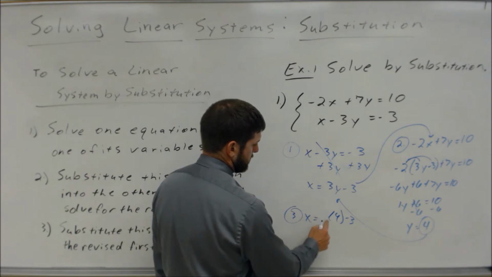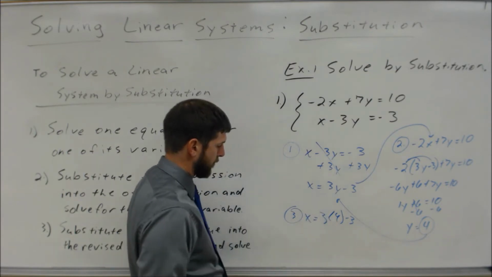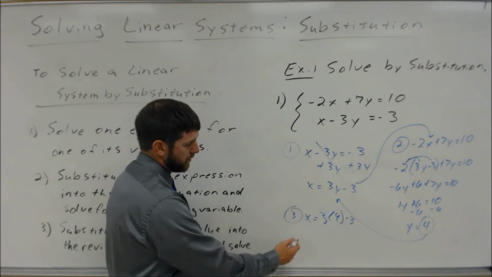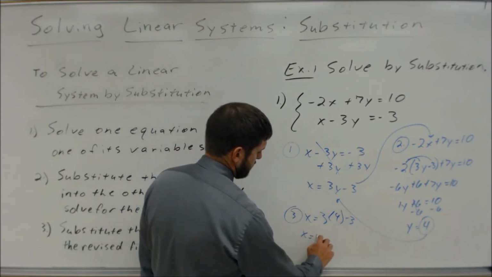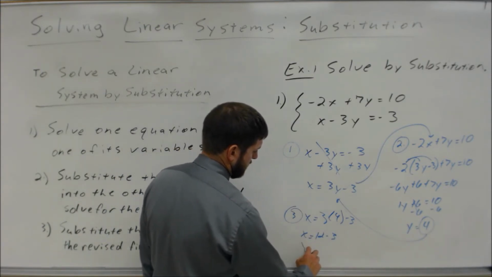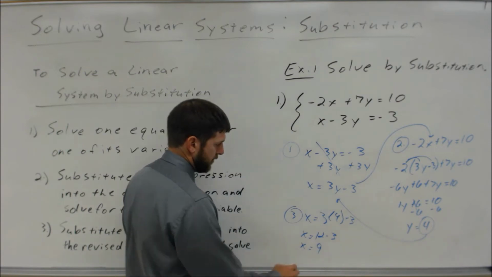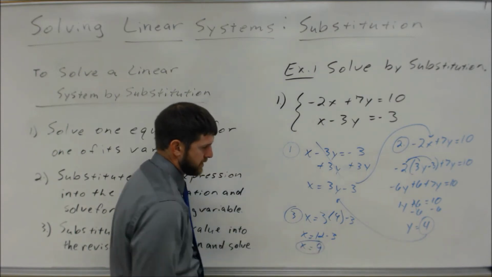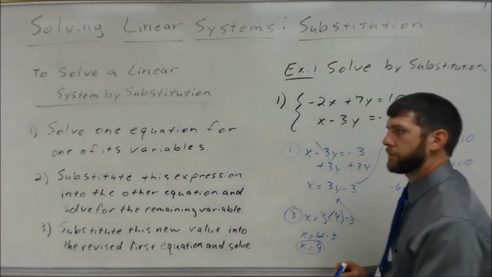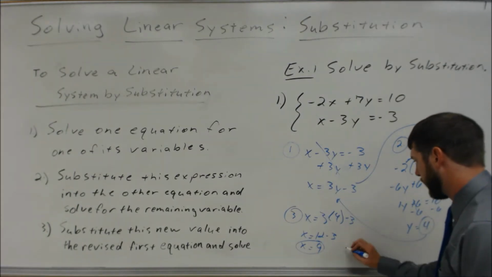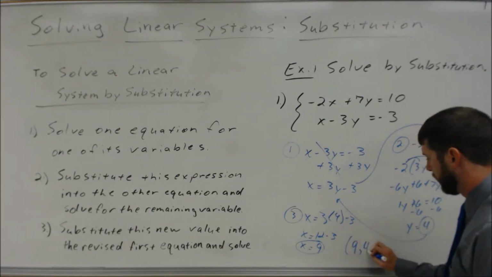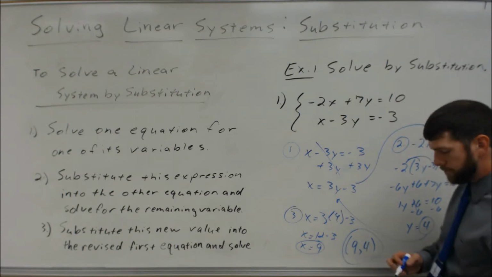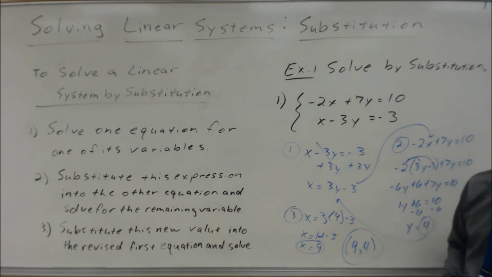Clean that up a little bit so we can all see. Now you just evaluate. 3 times 4 is equal to 12, minus 3 is equal to 9. So x is 9, y is 4. For now just write these as an ordered pair, (9, 4). So that's the point where these two lines intersect.